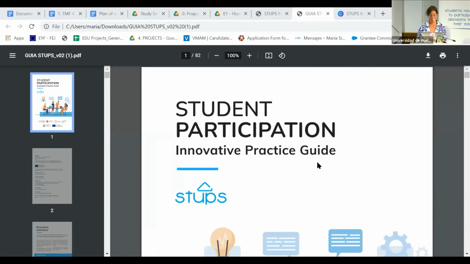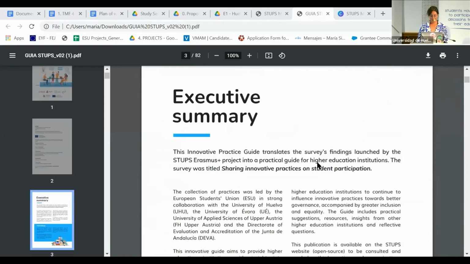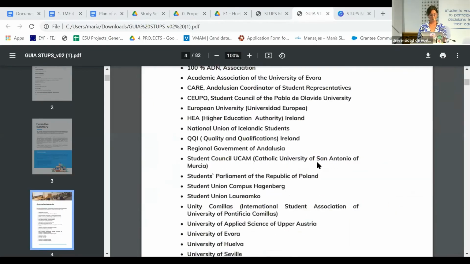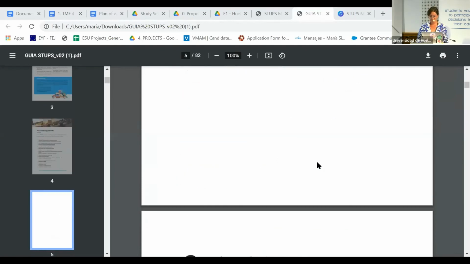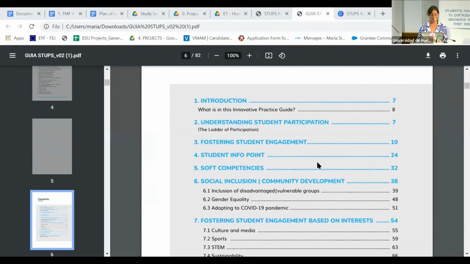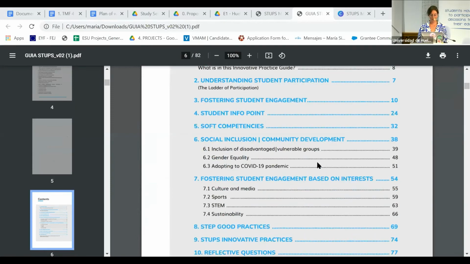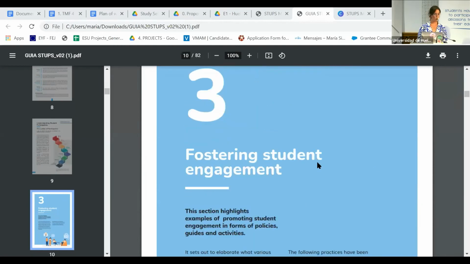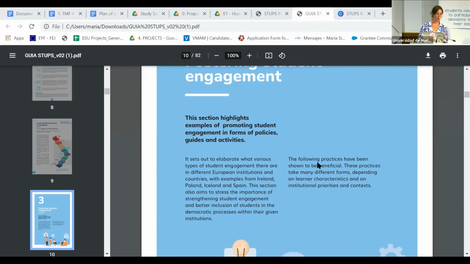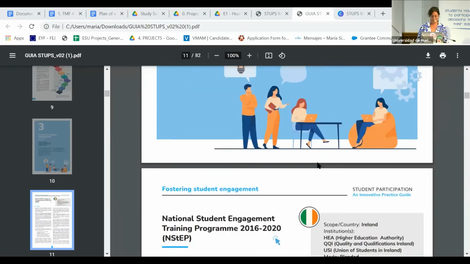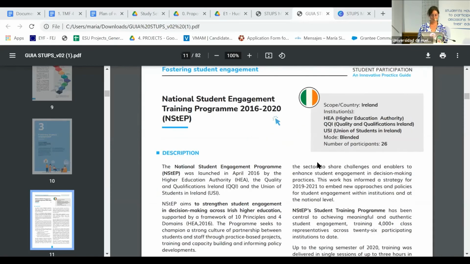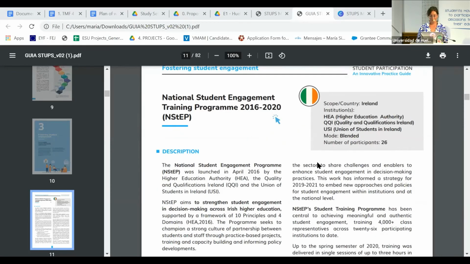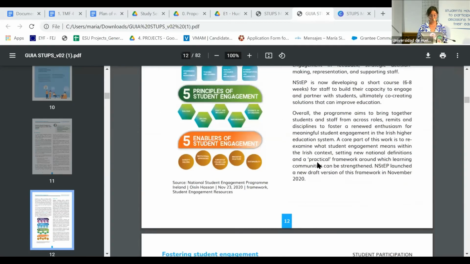Yeah, so this is the publication, and you have some executive information that always needs to go in a publication. This is the content, the index, and then, for example, let's go to the first part of this one. Those are the practices related to fostering student engagement. There is an explanation of why we consider that those practices should be part of this section. And then, for example, you have the practice and the description and some pictures and so on and so on.